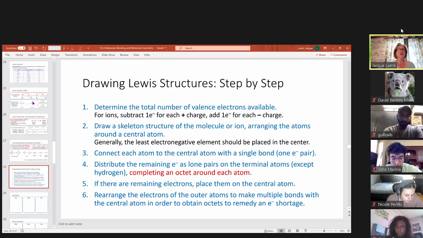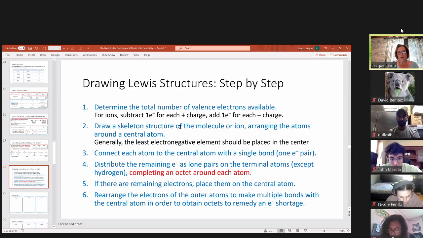The second step is to draw the skeletal structure. A skeletal structure arranges the atoms. The least electronegative element generally is in the center, which, if your formula has been written correctly, in other words, if your atoms have been placed in the formula in the correct order, usually means that the first atom in the formula is going to be your central atom. So in CCl4, carbon will be your central atom. In silane, SiH4, silicon will be your central atom. So generally it's the first atom in the formula.